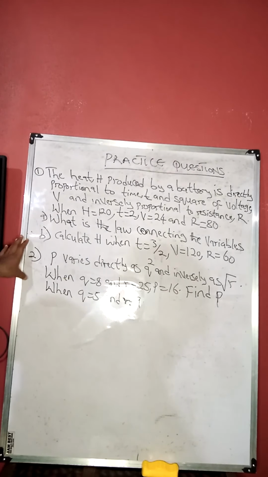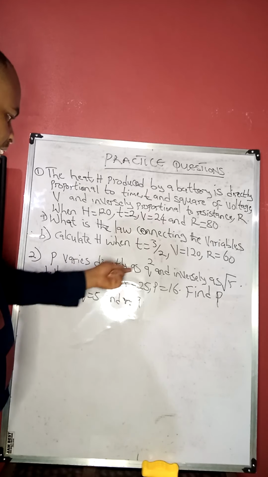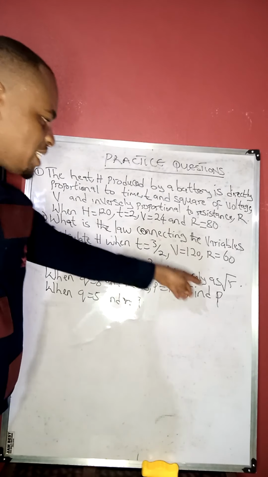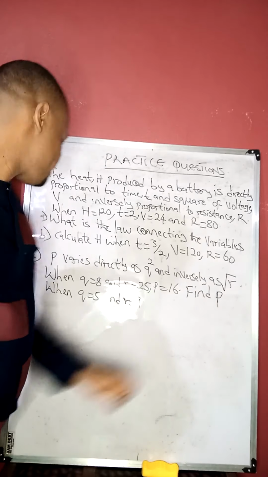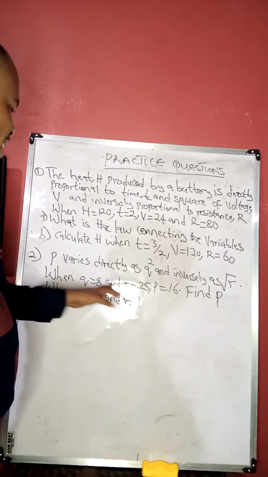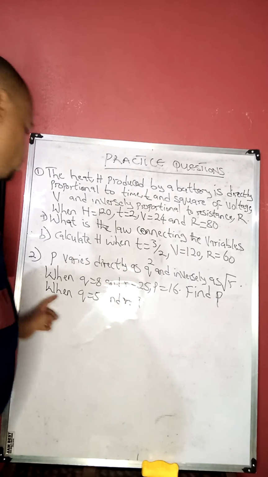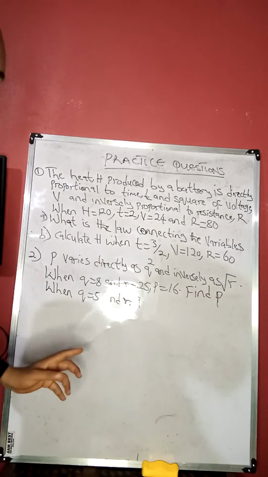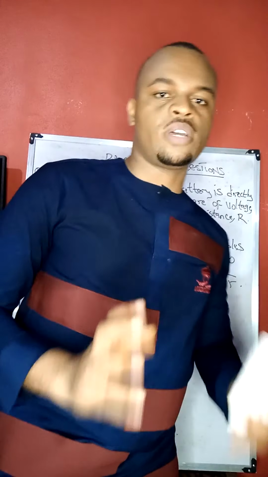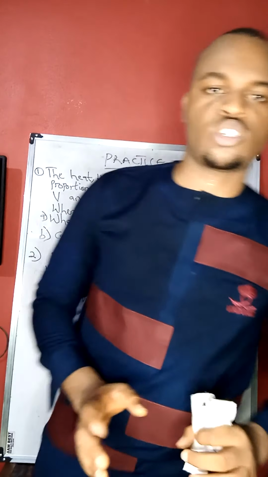The number 2 question says P varies directly as Q squared and inversely as square root of R. When Q is 8 and R is 25, P is equal to 16. Find P when Q is 5 and R is 9. I believe if you're able to solve these 2 questions, you should be able to solve any question involving joint variation.